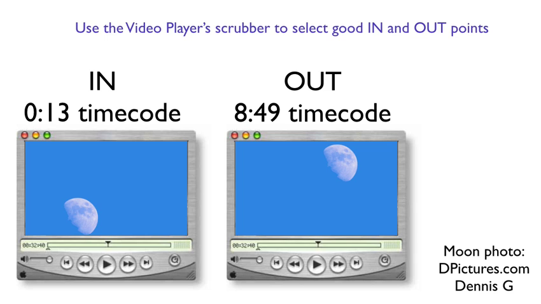Using either the play button or the scrubber bar, pick a good start time where the moon is fully in the frame, and then select a second time when the moon has moved at least 1 moon diameter away. Record your in and out points in your logbook.